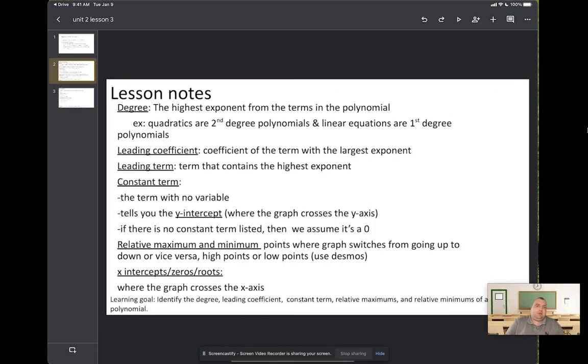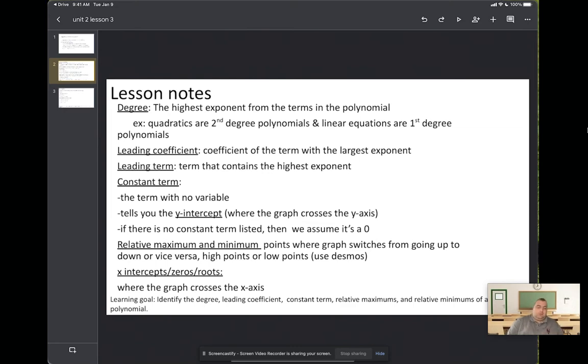The last important characteristic are what we call the x-intercepts, or the zeros, or the roots. They all mean the same thing. You're going to hear me use those 3 terms interchangeably: x-intercepts, zeros, or roots. They all mean the same thing. Okay? They all tell you where the graph crosses the x-axis instead of the y-axis.